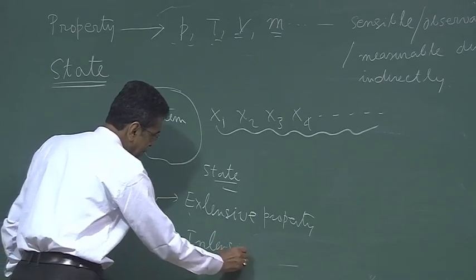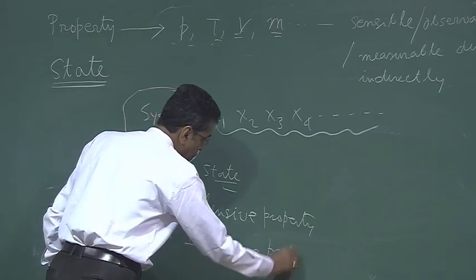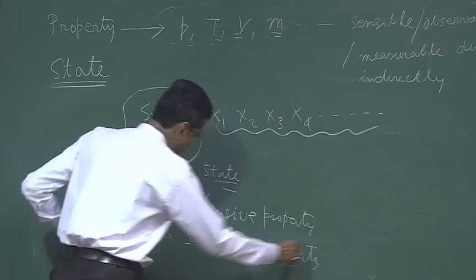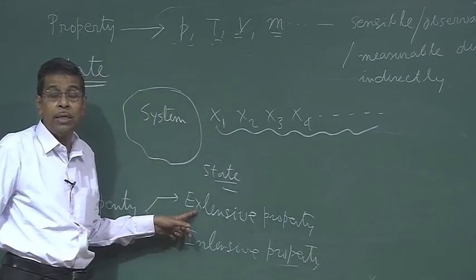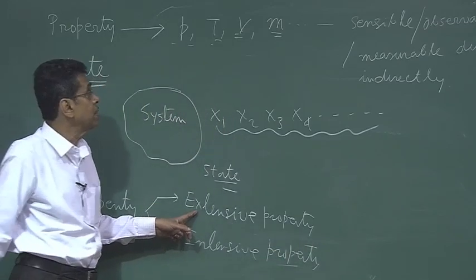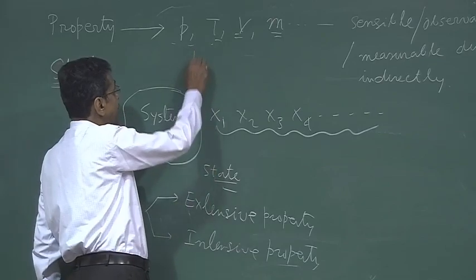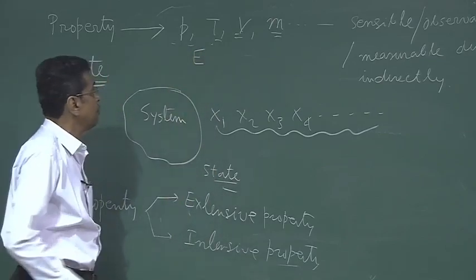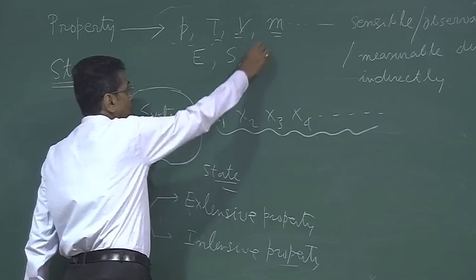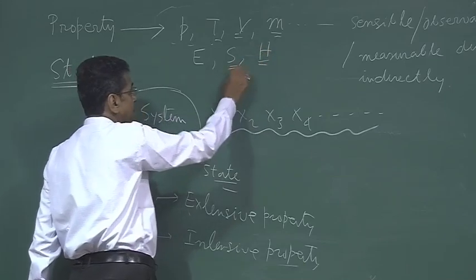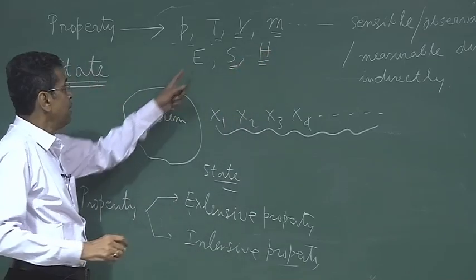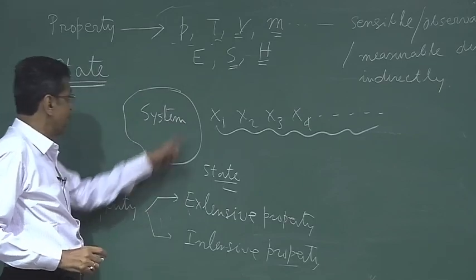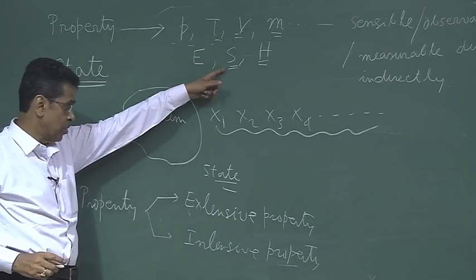Extensive properties are those properties which depend on the mass of the system. For example, here I write total energy of this system, total entropy, total enthalpy, all these things will be discussed afterward. You may not know at this time. These are defined as a whole of this system, and this depends on the mass.